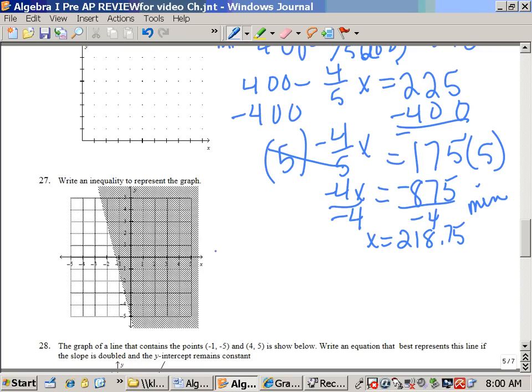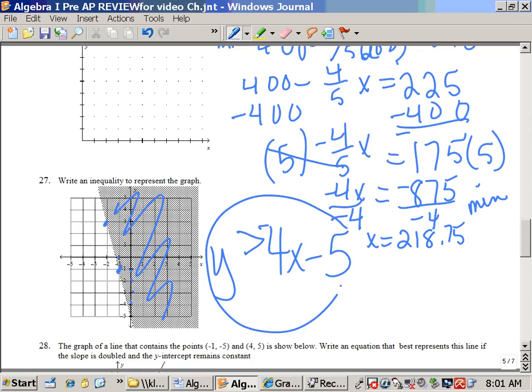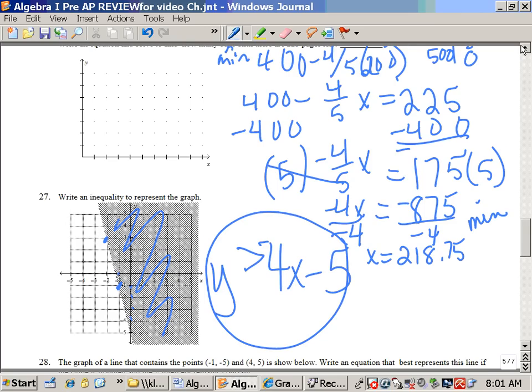Okay, so what was our inequality for 27? Y is greater than, because it's shaded above. The slope is up 1, 2, 3, 4 over 1, 1, 2, 3, 4 over 1. So the slope is negative 4x. What about the graph? And then minus 5. Yep, we got to go graph this one. I went down too far.